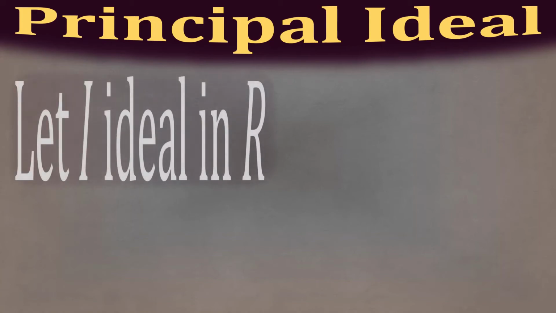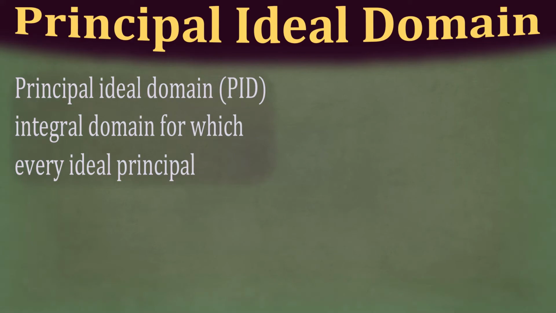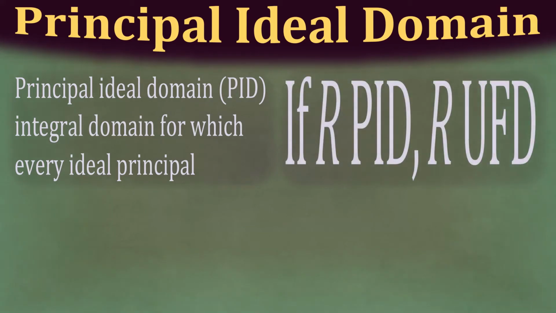Now, let's move on to defining a principal ideal. Let I be an ideal in R. We say that I is a principal ideal if I is equal to the ideal generated by c for some c in R. Next, let's define a principal ideal domain. A principal ideal domain, also known as a PID, is an integral domain for which every ideal is principal. Note that if R is a PID, then R is a UFD.